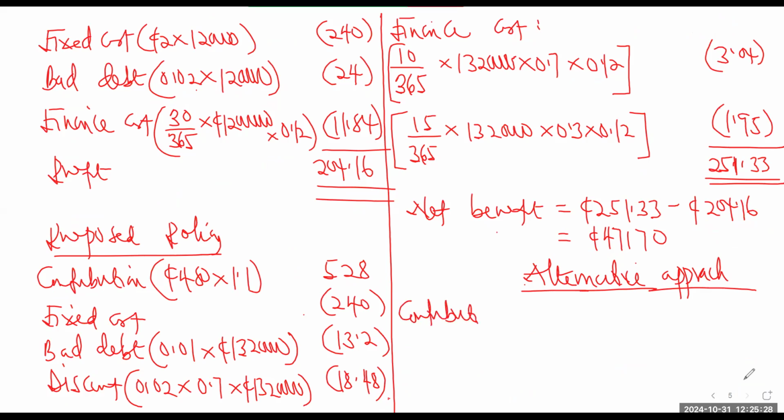So you only take the discount as an item on its own. What is the benefit that the discount is bringing on its own? We look at the benefits associated with the discount itself and also the cost associated with the discount. The discount will be something like 0.1 multiplied by 480. That is the increment in the contribution, which will give us 48.